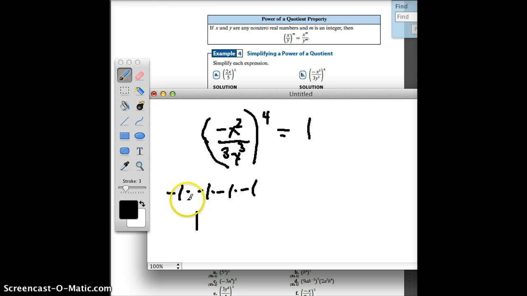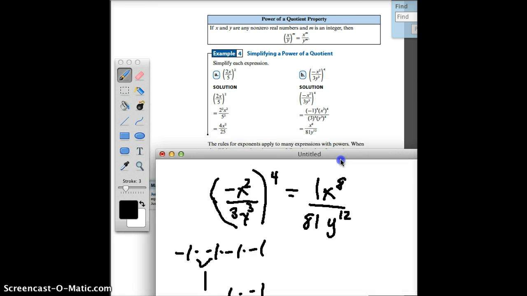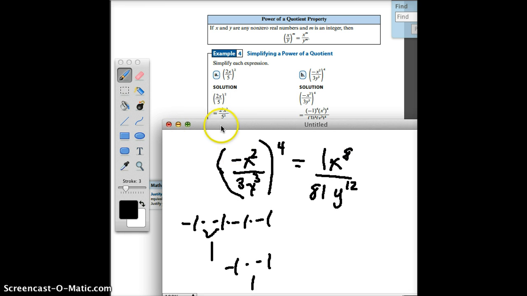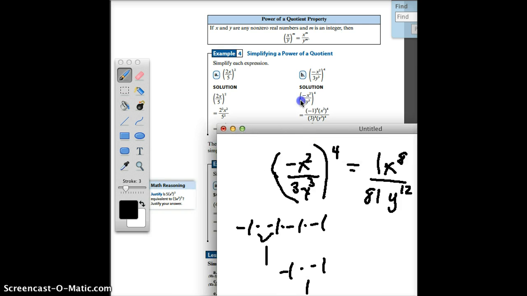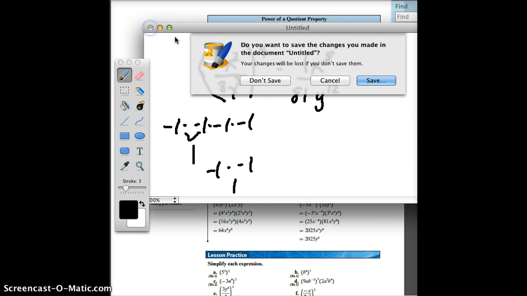Or we could just, okay, let's do it like this. 1 times -1 is -1, and then you still have 1 -1. Remember, negative times negative is a positive. Okay, so that gives you 1 times x to the 8th over 3 to the 4th. What's 3 to the 4th? 81. And then y to the 12th. Okay, there you go. All right. There's the answer. Same thing I got. Okay.